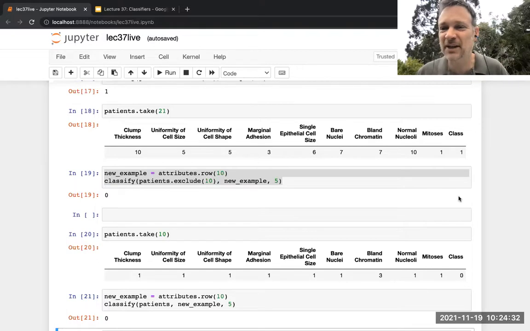How do we decide what K is best? We're going to get to that. Basically, it's trial and error and see what happens, what seems like it's working the best.